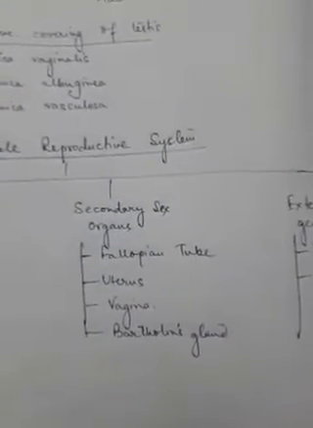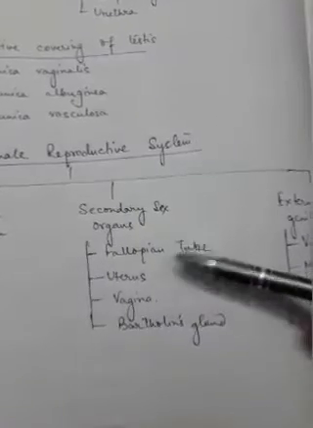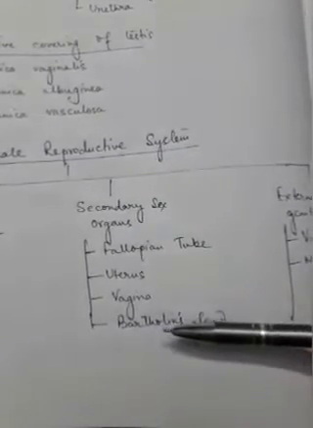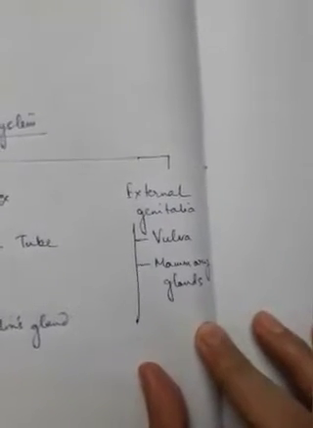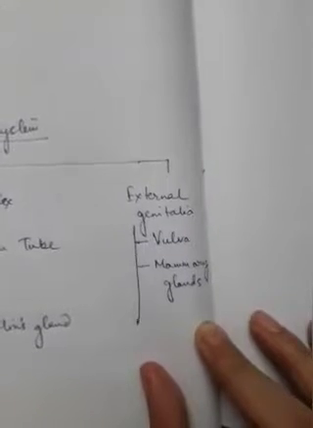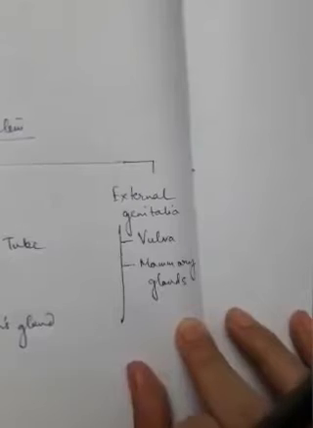Next, coming to the secondary sex organs, there are these parts: the fallopian tube, uterus, vagina, and Bartholin's gland. And next, coming to the external genitalia, it will be the vulva, mostly comprising the opening of the vagina, and next the mammary glands.